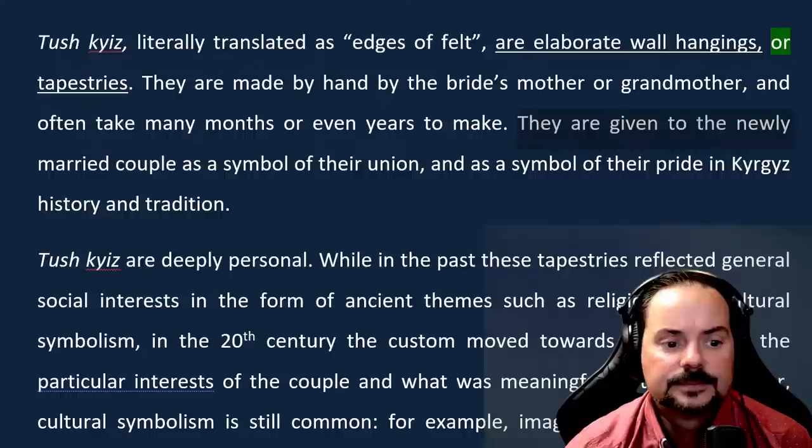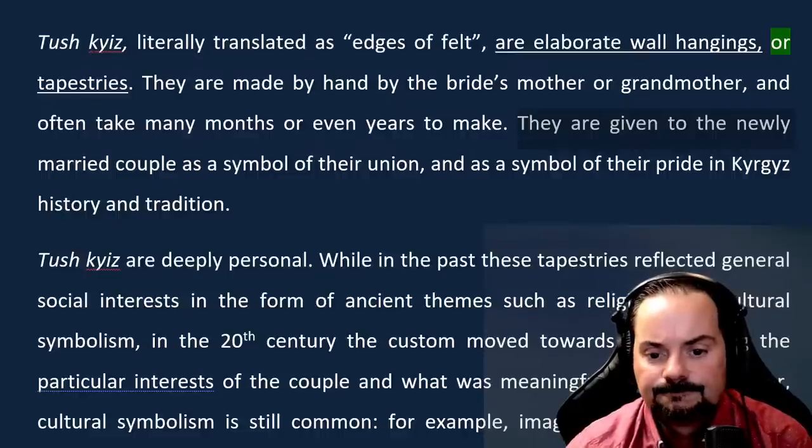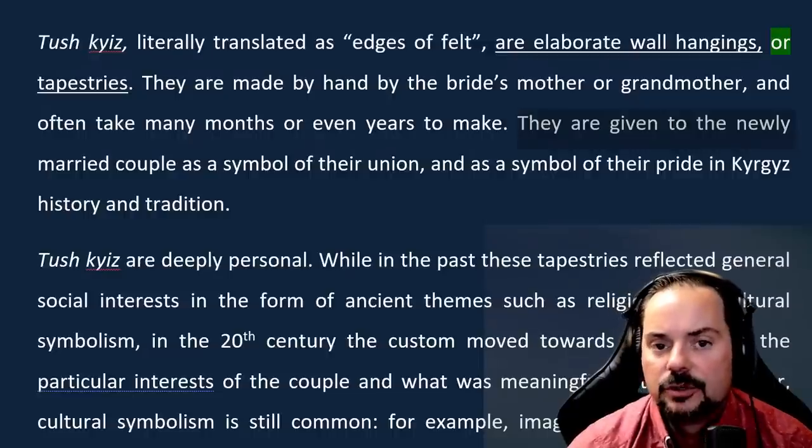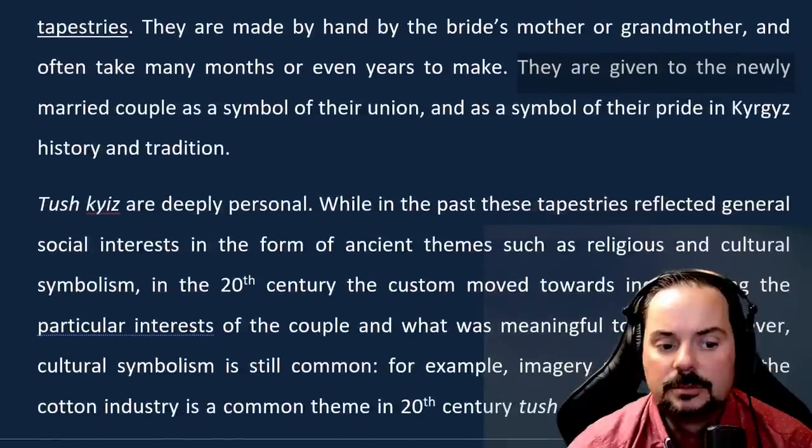They are given to the newly married couple as a symbol of their union and as a symbol of their pride in Kyrgyz history and tradition. So the word is pride. We don't see it there yet. Okay, careful. Don't jump to conclusions. We don't see it there yet, so what you want to do in this case is go, okay, I need to do a little bit more reading. So keep reading.